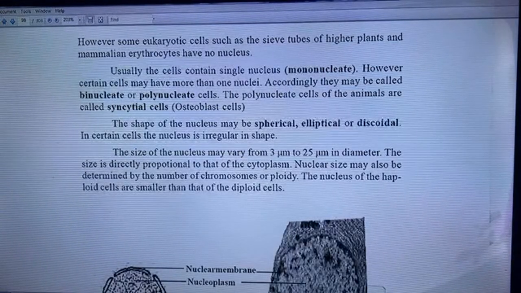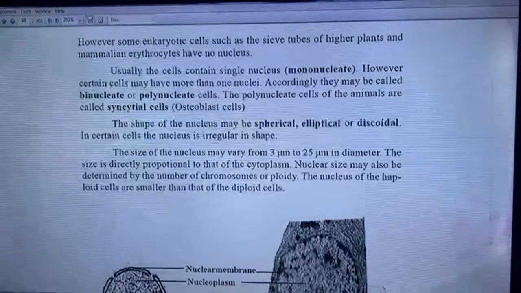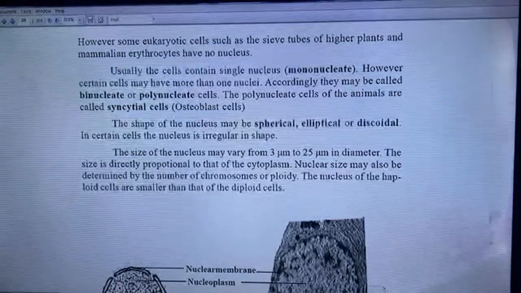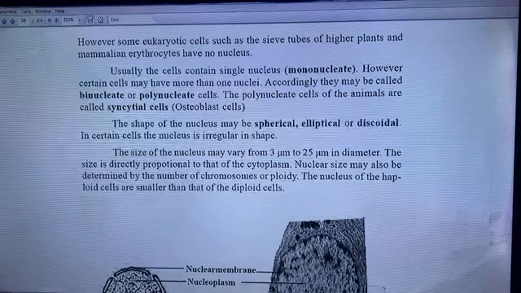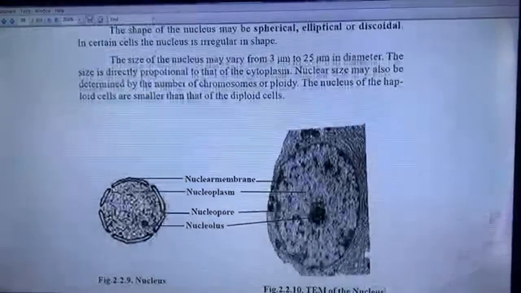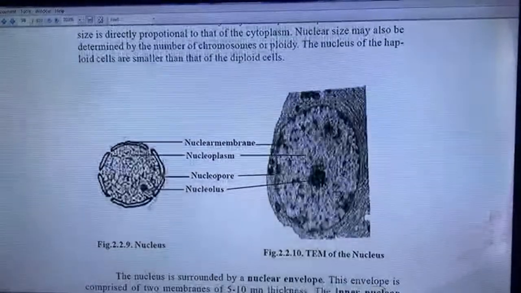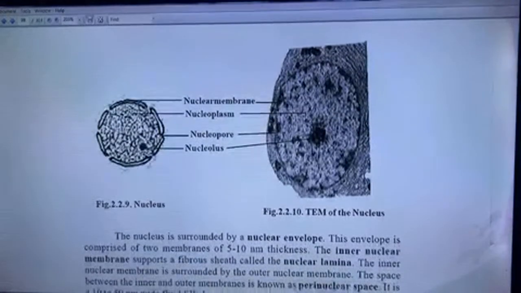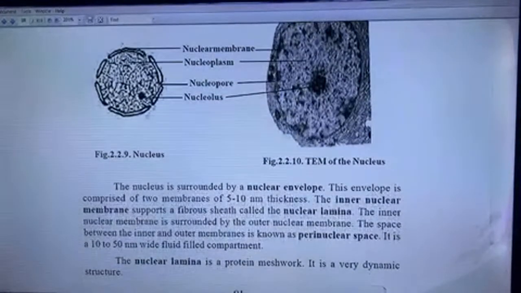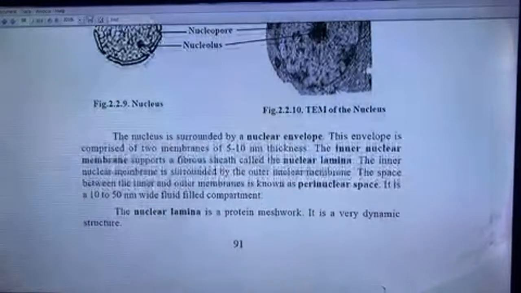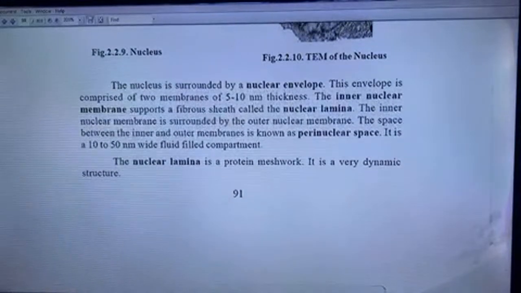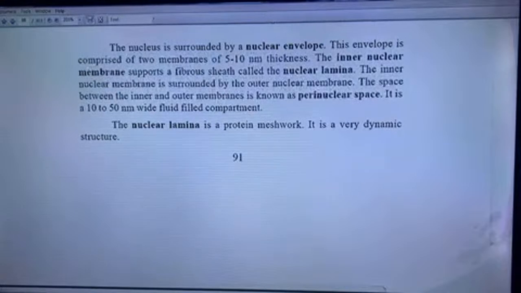Nuclear size may also be determined by the number of chromosomes, or ploidy. The nucleus of the haploid cells is smaller than that of the diploid cells. Nuclear membrane, nucleoplasm, nucleolus. The nucleus is surrounded by a nuclear envelope. This envelope is comprised of two membranes of 5 to 10 nanometer thickness.